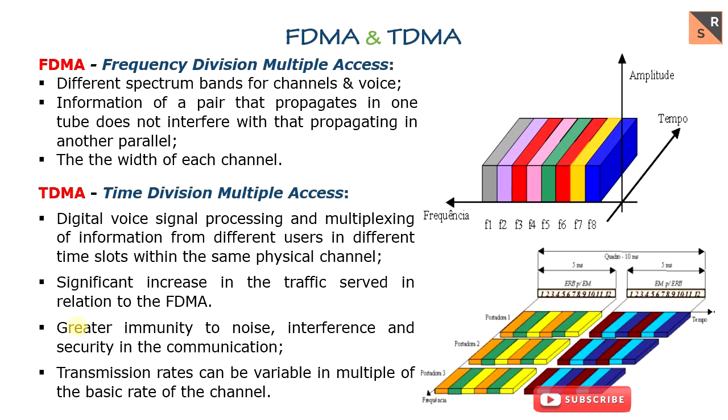Due to the digital characteristic of the system, there is greater immunity to noise and interference and also more security in the communication link, promoting privacy to the user. There is also a need for equalization, but this can be used to combat signal fading. And another one is that the transmission rates can be variable in multiples of the basic rate of the channel. Signal strength and bit error rate can be controlled to facilitate and speed up the handover process.